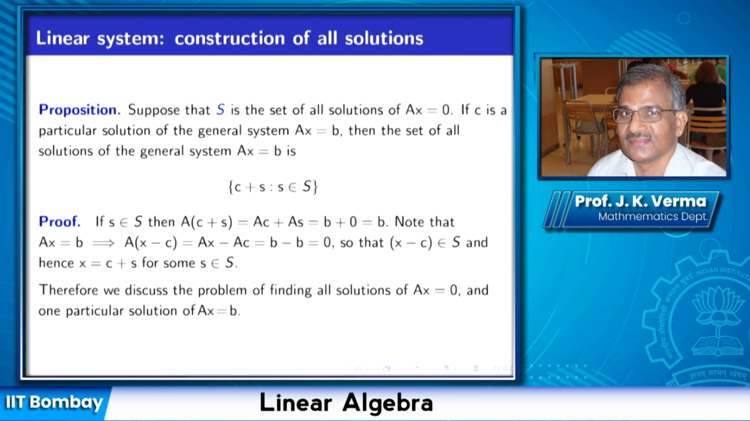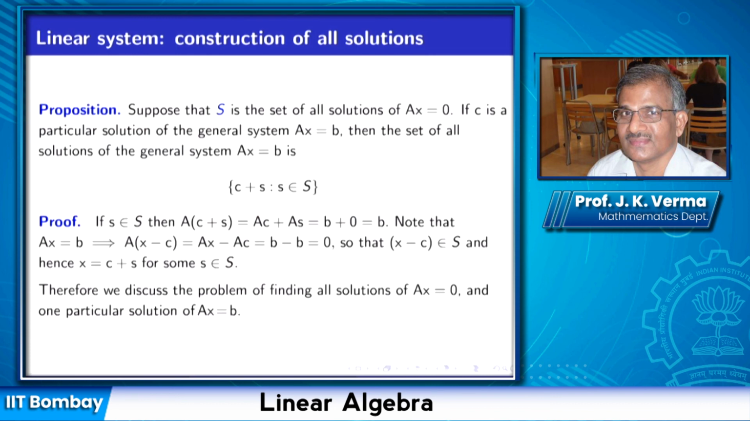Therefore, the problem of computing all solutions of a system of linear equations is broken into two sub-problems. The first problem is to write down all solutions of the corresponding homogeneous system Ax equal to 0. The second problem is to find one particular solution of Ax equal to B, and then, supposing C is that particular solution, we can translate all the vectors in the set S by this fixed vector C to get all solutions of Ax equal to B.